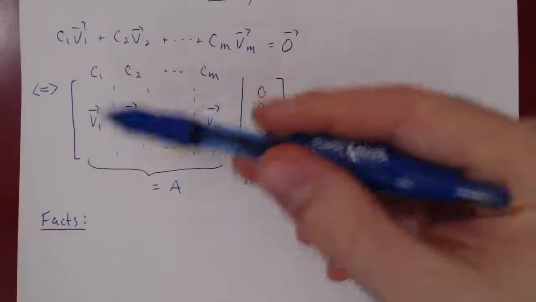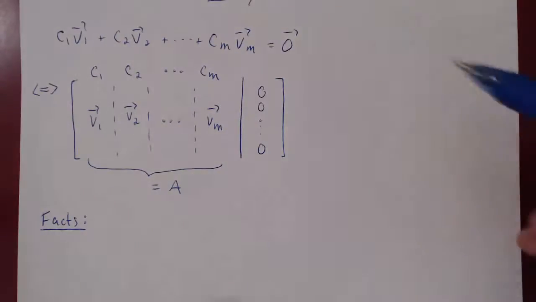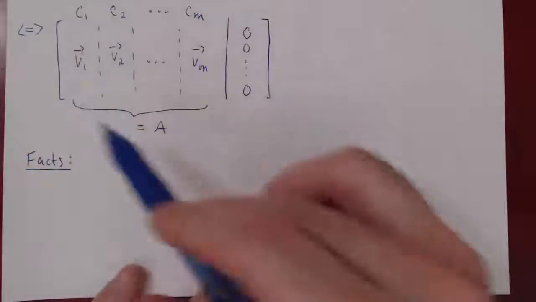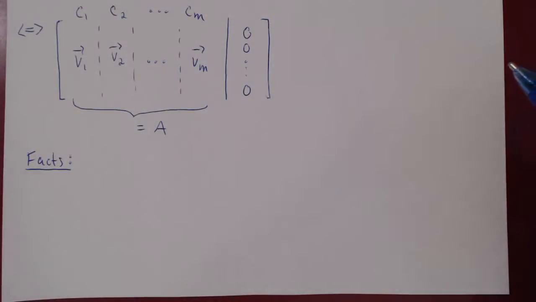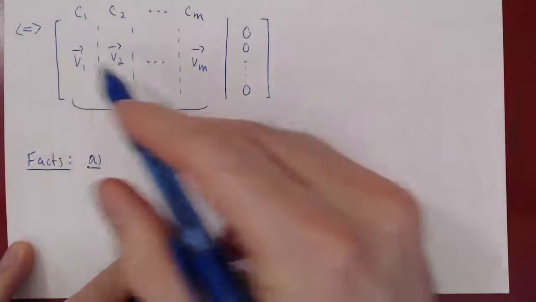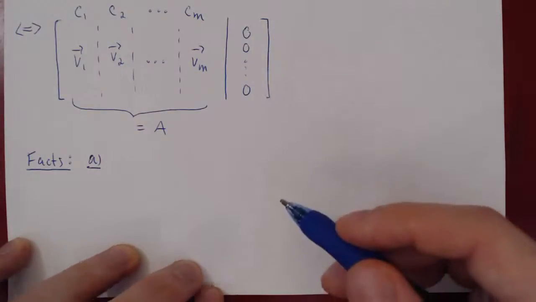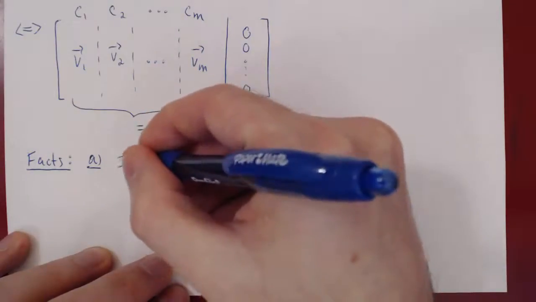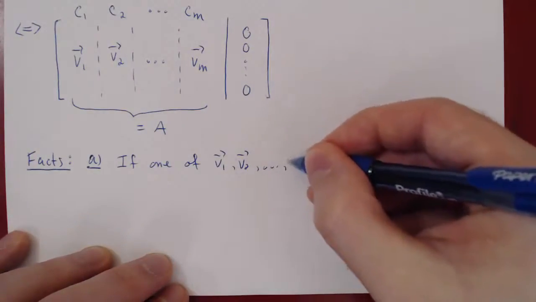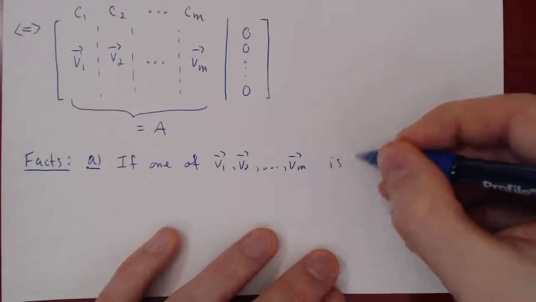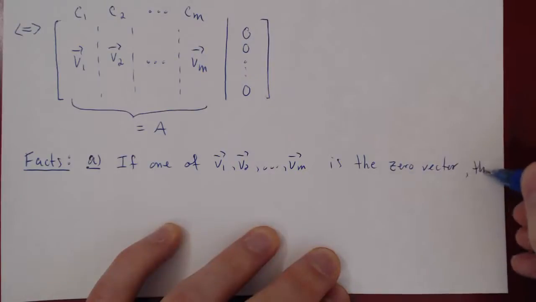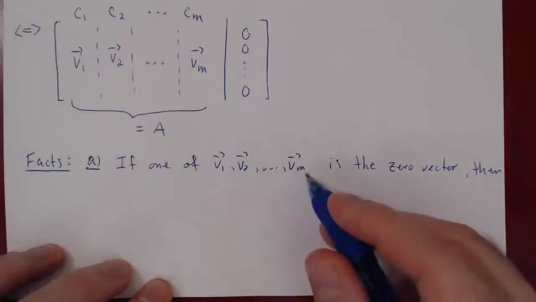But the question is, do we always have to row reduce, or are there sometimes shortcuts? And the answer is yes. There are 2 special cases when there's no need to row reduce the matrix, and we can claim right away that we have linear dependence. So fact number 1, or fact A: if one of the vectors is the 0 vector, the vectors are linearly dependent. So if one of v1, v2 through vm is the 0 vector, then the vectors are automatically linearly dependent.